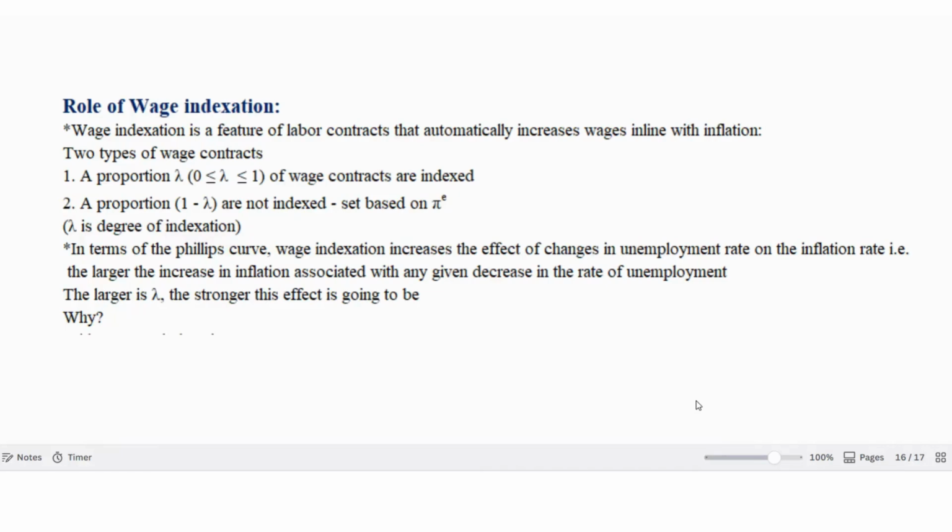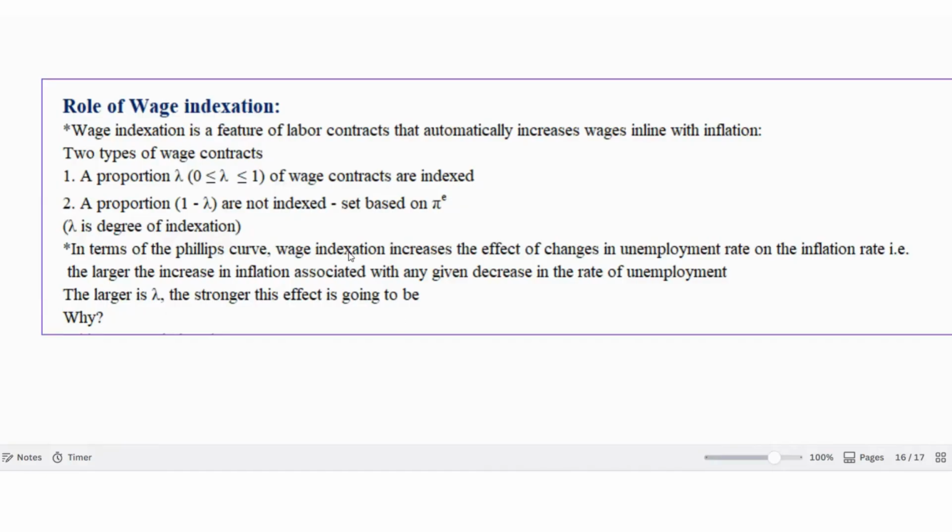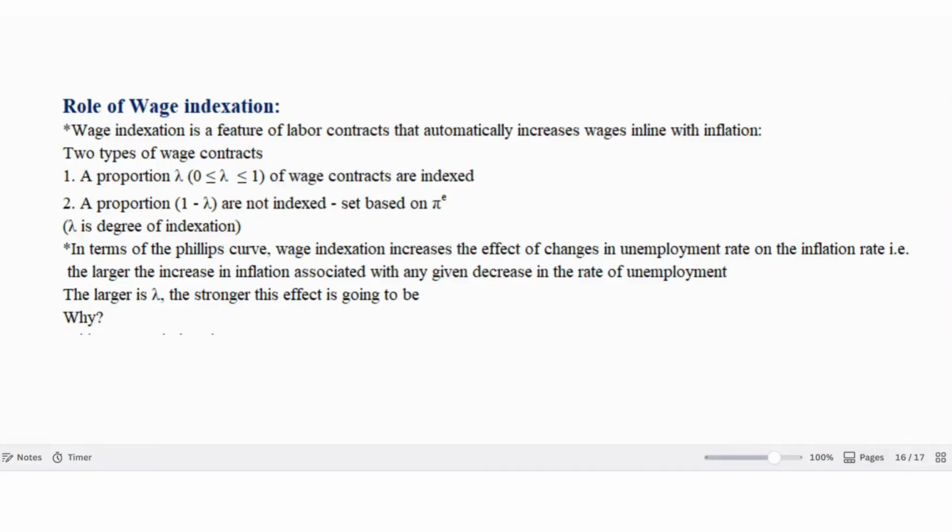Now, in terms of the Phillips curve, wage indexation increases the effect of changes in the unemployment rate on the inflation rate, i.e., for any given decrease in the unemployment rate, the larger will be the increase in inflation. And the larger lambda is, the stronger this effect is going to be. So why is it that, in terms of the Phillips curve, wage indexation increases the effect of changes in the unemployment rate on the inflation rate?